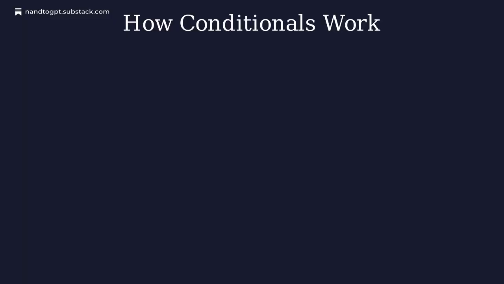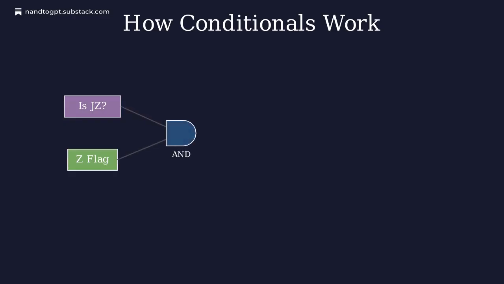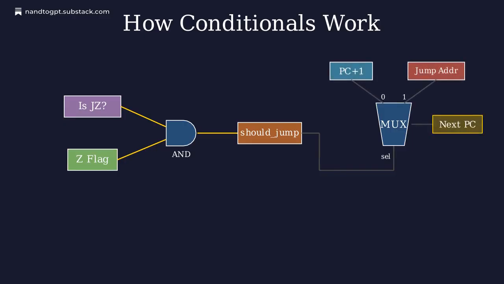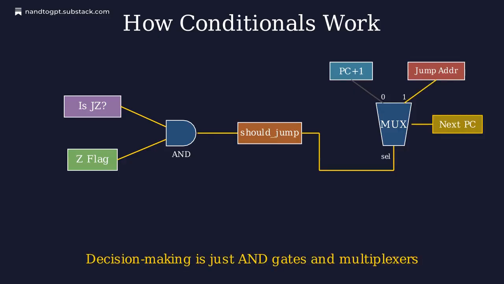It turns out that conditionals are just gates. Here's how a conditional jump works. The control unit asks, is this a jump if 0 instruction? And the flag register has the answer to, is the 0 flag set? An AND gate combines these signals. If both are true, the output says, jump. This signal controls a multiplexer. The MUX chooses between PC plus 1 or the jump target. The CPU doesn't decide, it just follows the gates.